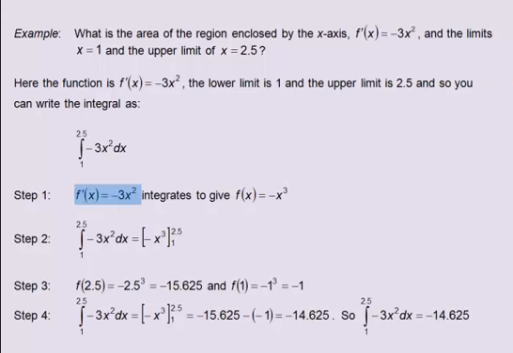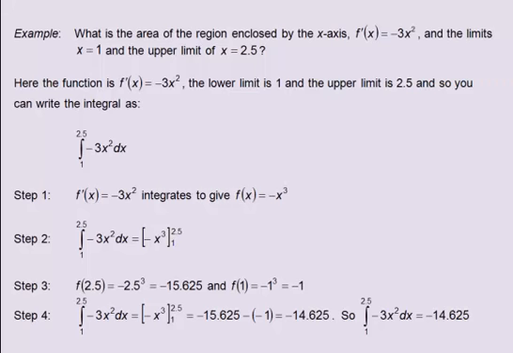Step 1. f' of x equals minus 3x squared integrates to give f of x equals minus x cubed. Step 2. The integral between 1 and 2.5 of minus 3x squared dx equals minus x cubed evaluated between 1 and 2.5. Step 3. f of 2.5 equals minus 2.5 cubed, which equals minus 15.625, and f of 1 equals minus 1 cubed, which equals minus 1.